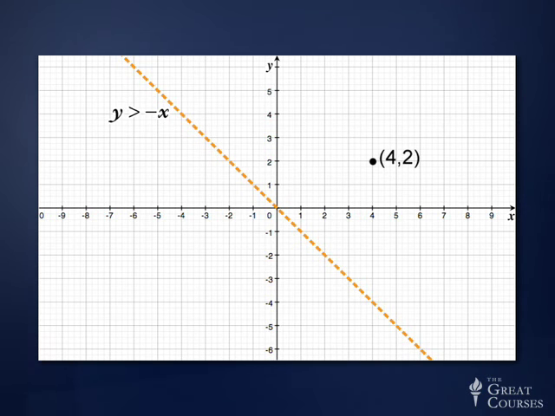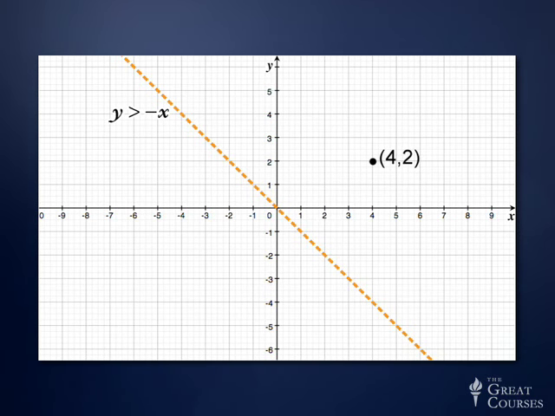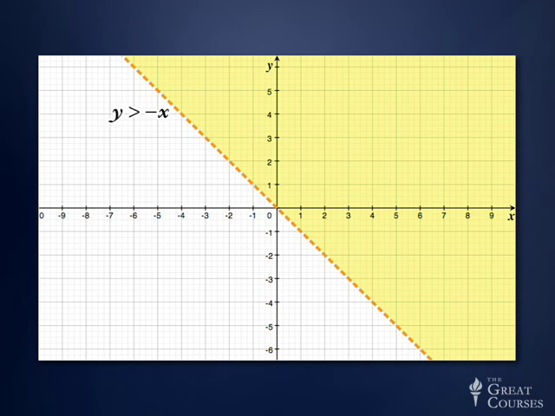Okay? If you let x be 4 and y be 2, and you plug those into the inequality, you're going to have 2 is greater than negative 4. That's a true statement. So I want to shade in the region which includes the point 4, 2. And that's going to be the region which is above and to the right of the line that I drew.